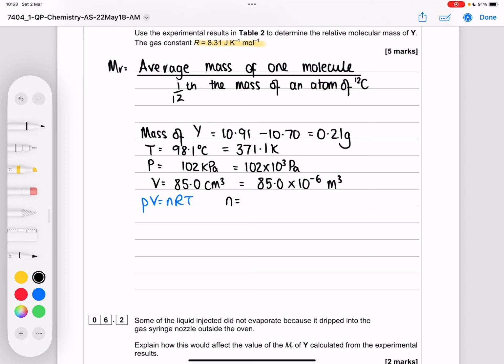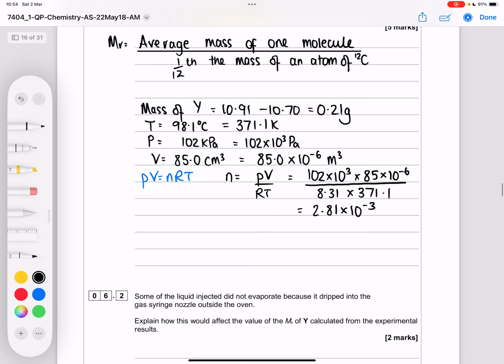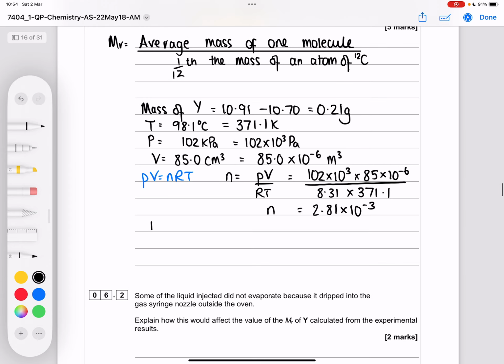So if PV equals nRT, and we've got the P, the V, the R and the T, we're going to calculate n, so PV divided by RT. I'm going to put our numbers in: 102,000 pascals, 85 times 10 to the minus 6 metres cubed, divided by R, 8.31, and T, 371.1. We're going to put that into our calculator, and we find that comes out to be 2.81 times 10 to the minus 3. That's the number of moles of Y.